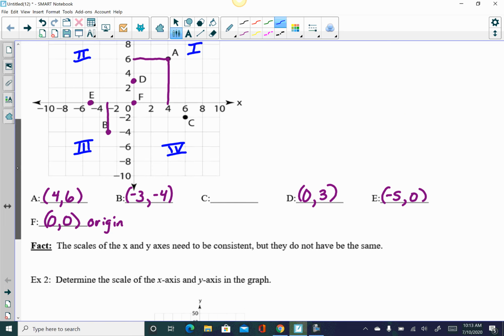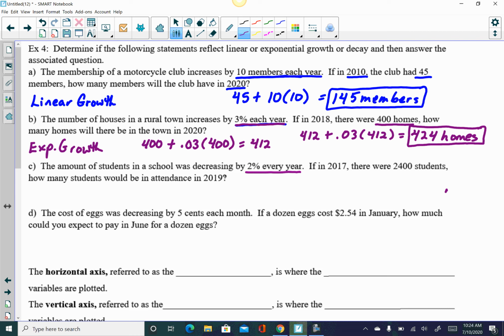We'll look at part C. Part C says the amount of students in a school was decreasing by 2% every year. If in 2017 there were 2,400 students, how many students would be in attendance in 2019? So again, it's a percentage, so we know we have to be exponential, but you're decreasing this time, so that would be exponential decay. We'll still be utilizing the same formula. It's just that instead of using the plus sign, we'll use the subtraction sign.